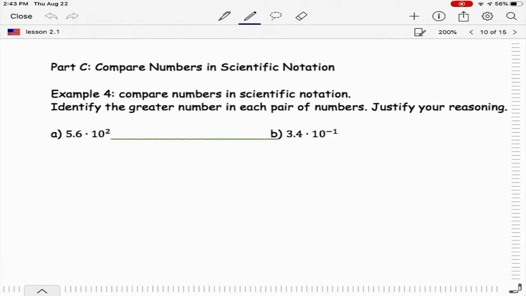All right, part C, example 4. Compare numbers in scientific notation. Identify the greater number in each pair of numbers. Justify your reasoning. Both of these are actually part of the same problem. They just want to know which one's bigger. So I'm going to rewrite it.